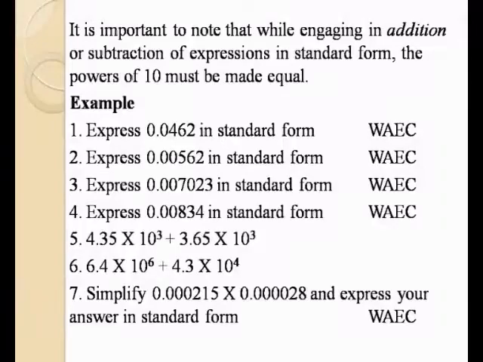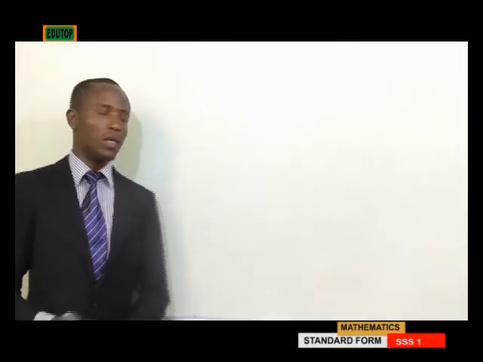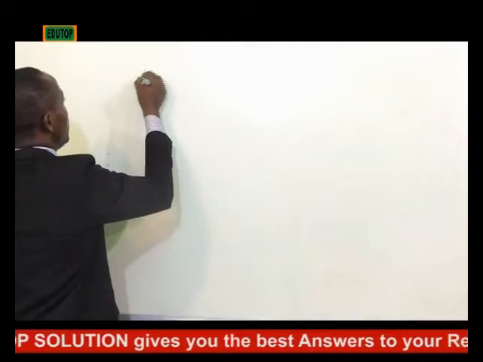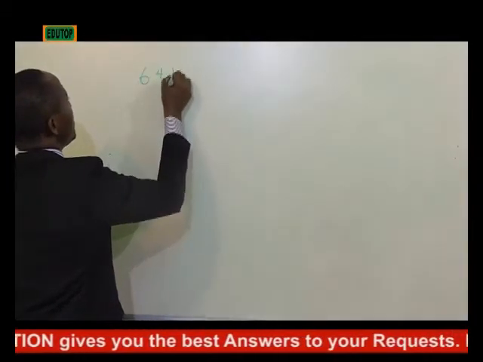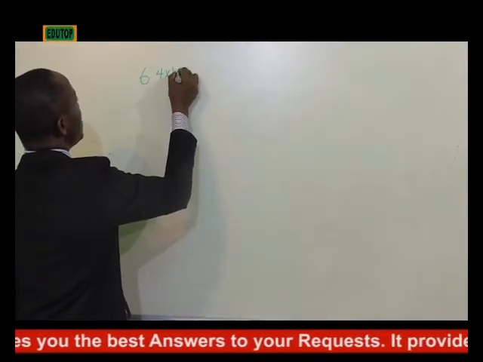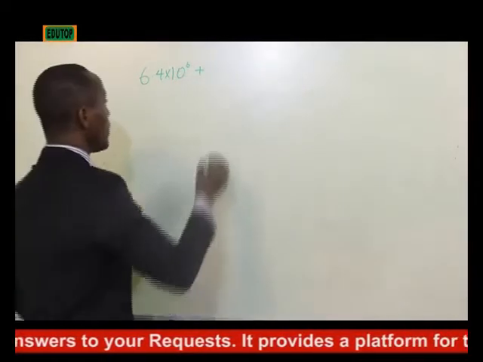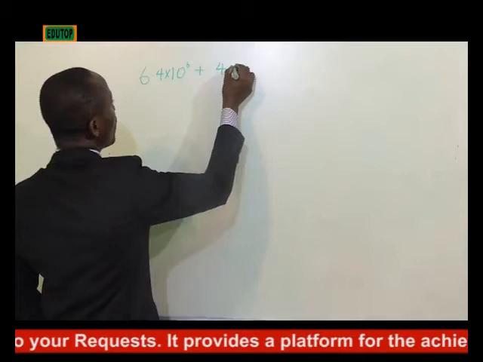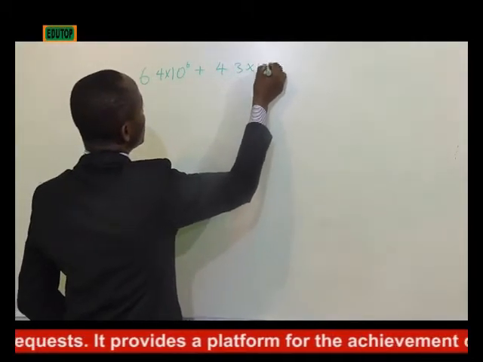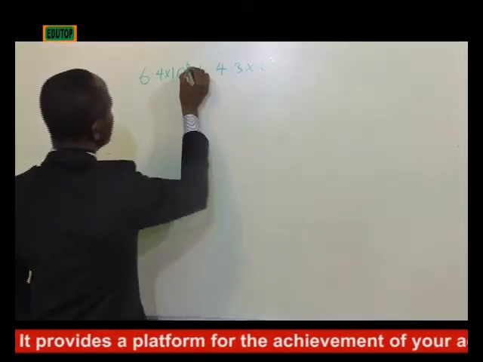What you have to do in this type of question is to make the powers of 10 of the two numbers that we are adding equal. Now 6.4 times 10 raised to the power 6 plus 4.3 times 10 raised to the power 4. We have to make these powers equal.